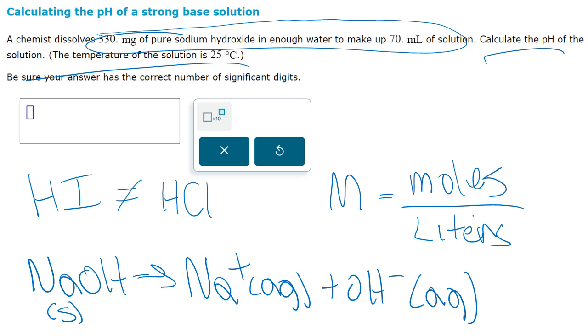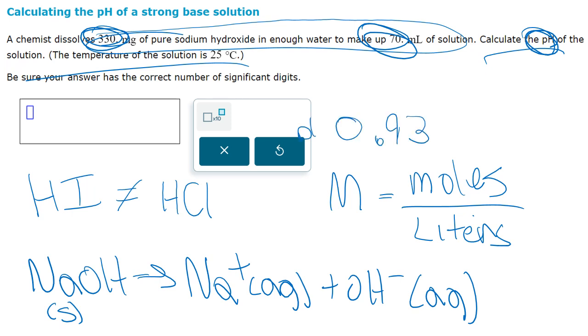But since it's a strong base, remember you're finding pOH here, and you want to find pH. So you're going to have to subtract from 14. Hence, once you find the concentration, if you take the negative log of that concentration, you're going to get 0. So how many sig figs did we get? We got 3 sig figs there and 2 there. So we're going to have 2 decimal places. You're going to get 0.93.